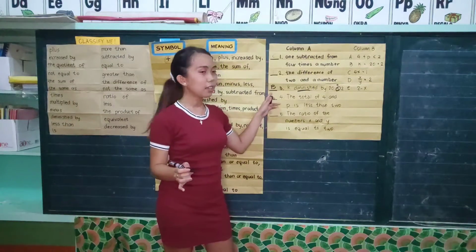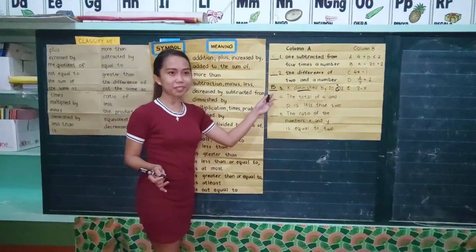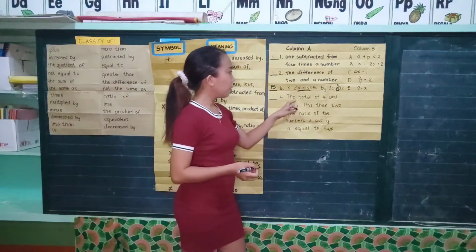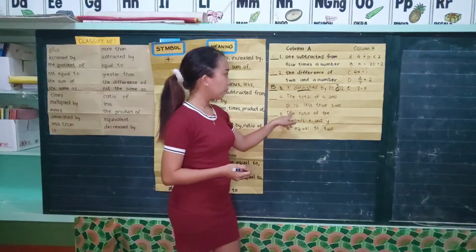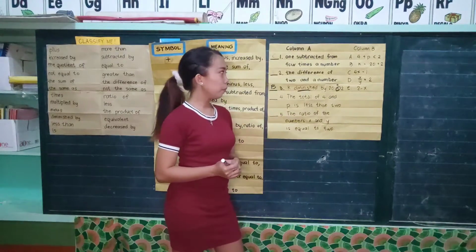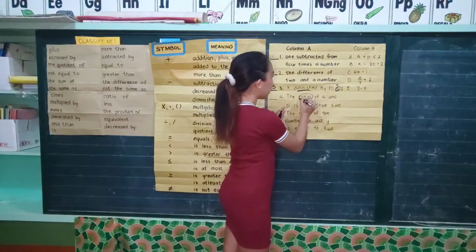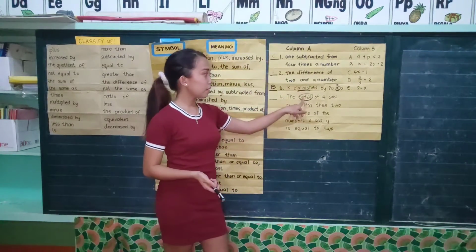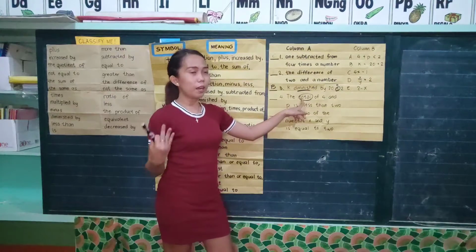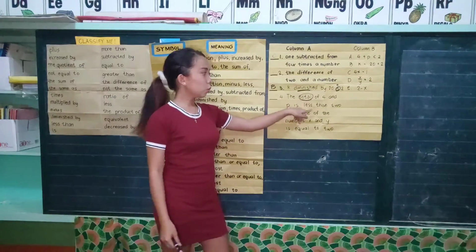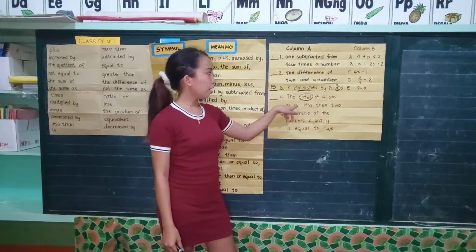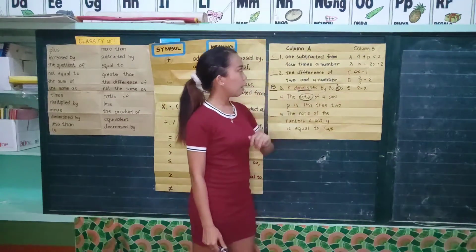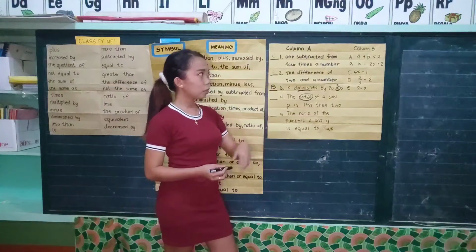So did you get the same answer as me? Yes, alright. So you're very good. Number 4, the total of 4 and P is less than 2. So we have the word total. So when we say total, this is the answer of adding two numbers. So the total of 4 and P, we have 4 plus P is less than 2.